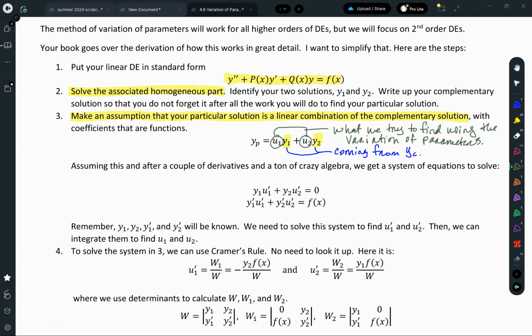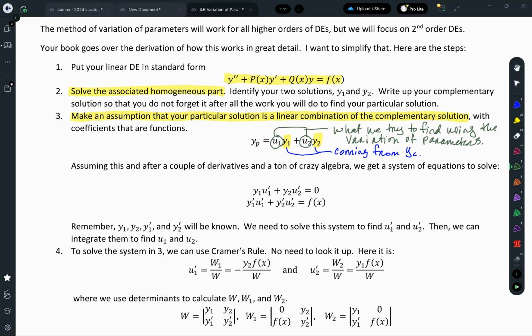y1 u1 prime plus y2 u2 prime will equal 0. And then the second part will be y1 prime u1 prime plus y2 prime u2 prime is equal to f of x. Now, y1, y2, y1 prime, and y2 prime, those will be known because those are based on what we got in the complementary solution.